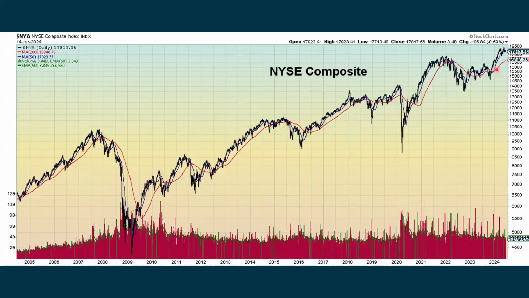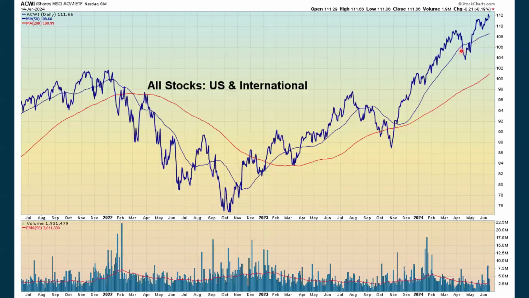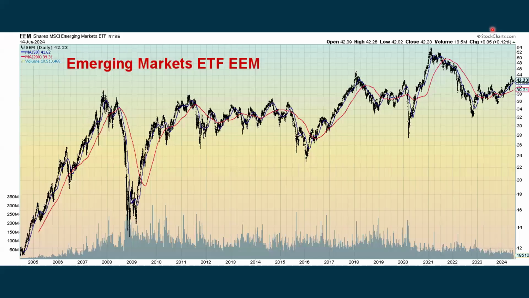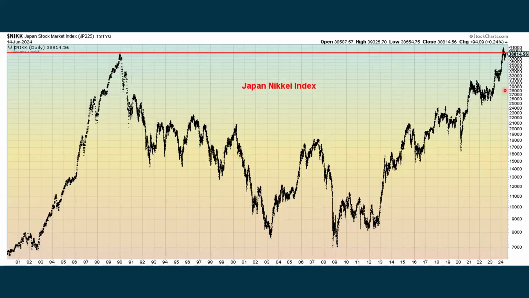The NYSE composite has dropped below its 50-day moving average, but it's still in an uptrend. All stocks are in an uptrend, and those are US and international stocks taken together. Emerging markets showing a little bit of an improvement here and in an uptrend.